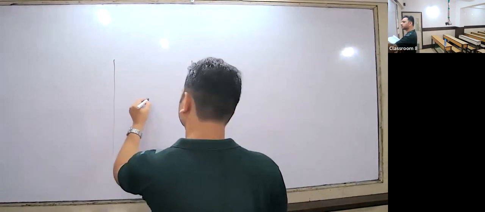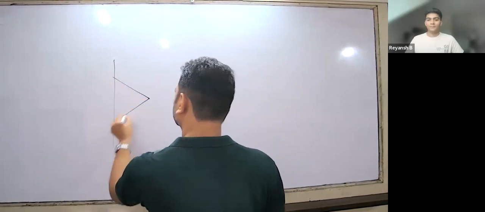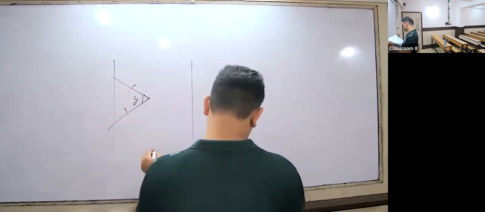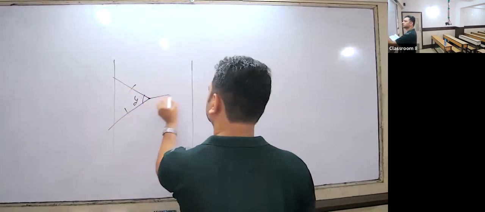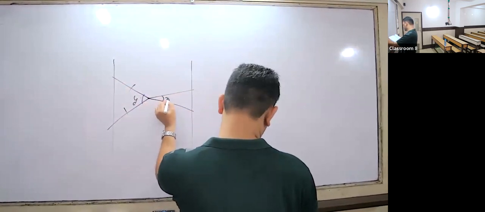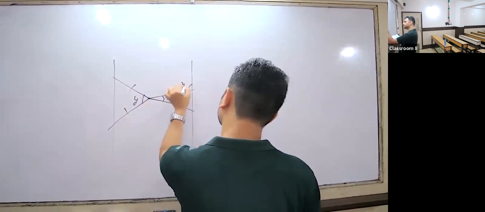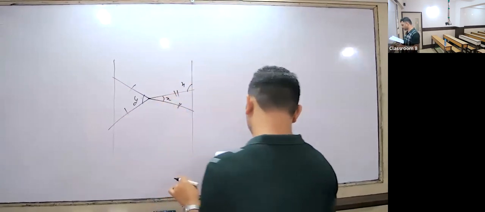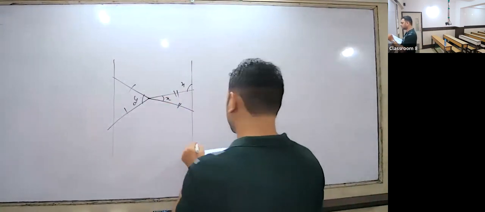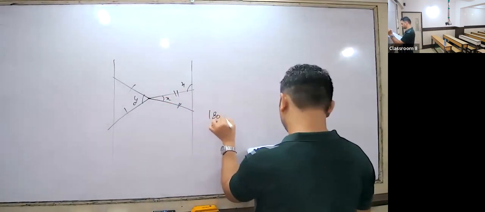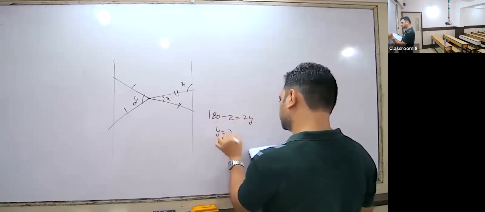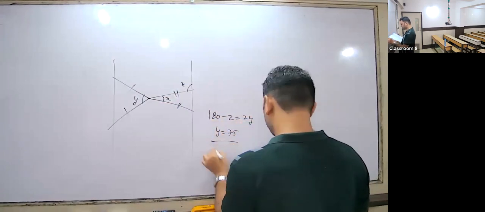So we have two triangles. This angle is y. These are equal, the center. This is x. This is also x. These are equal sides. And given that 180 minus z equals 2y, y equals 75. So what is the value of x?